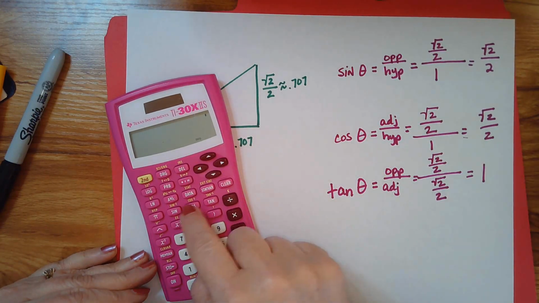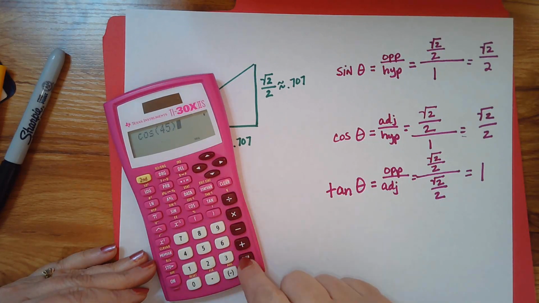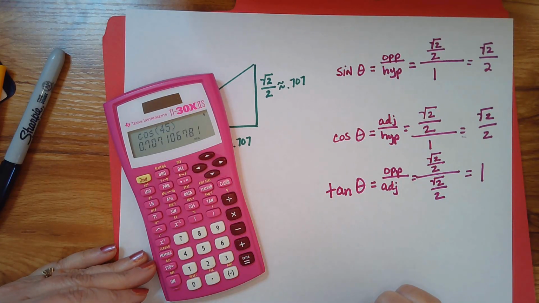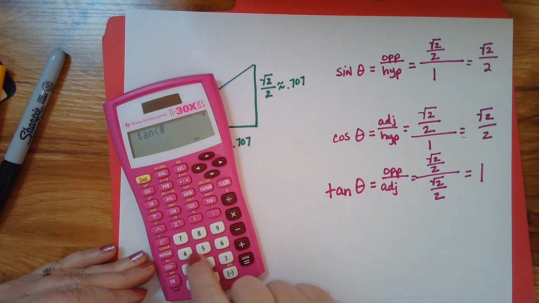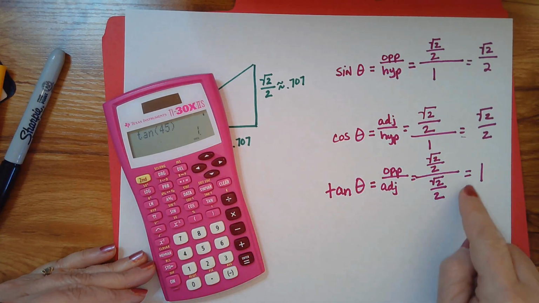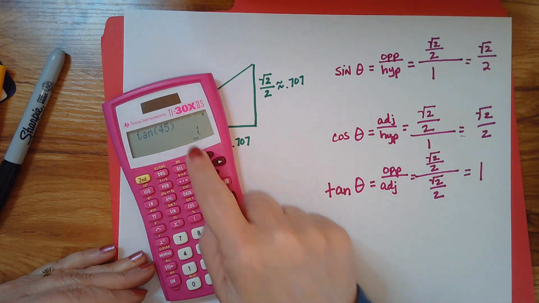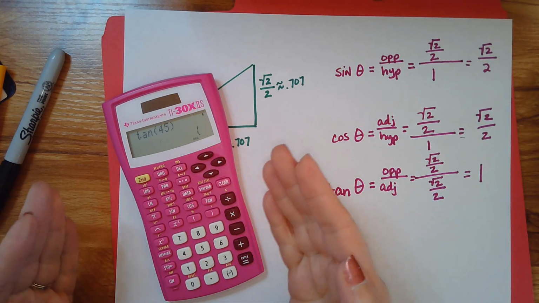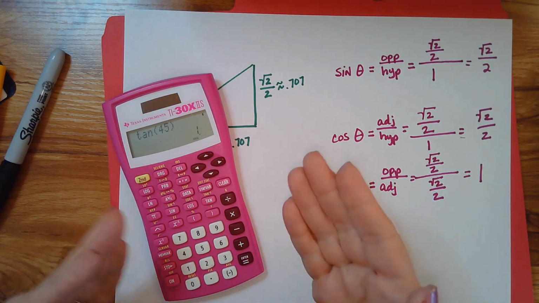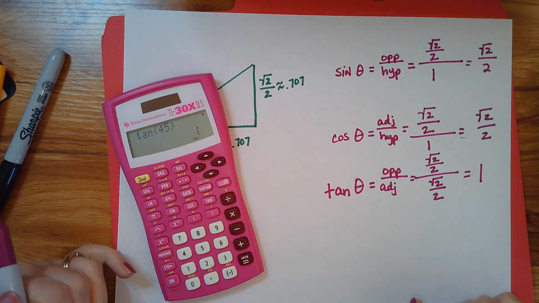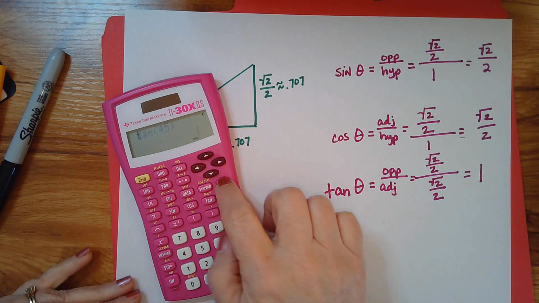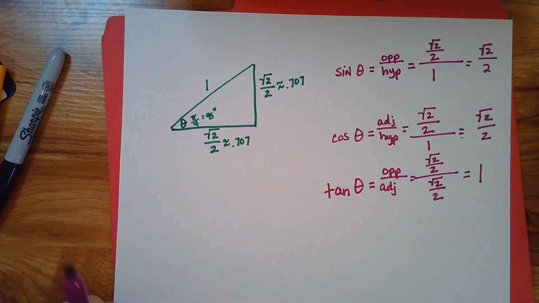Cosine, same thing. Cosine of 45 degrees, 0.707. Tangent of 45 degrees is 1. And this is unusual, right? To get an actual, like, normal looking integer as our answer here. Yeah, but that's what we got. So that is basically what a unit circle is.